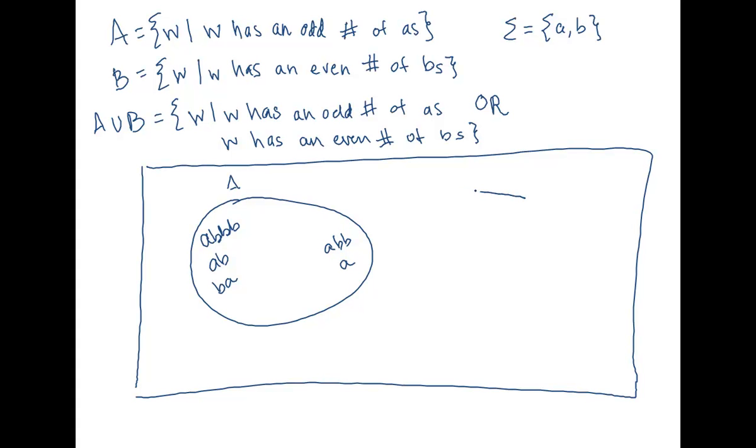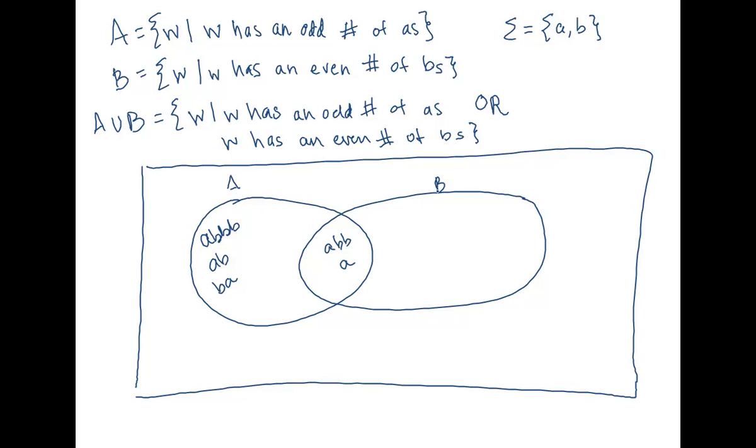And then let's put in language B here. Notice I immediately included some of the strings in A, such as ABB, because ABB has two B's, so it has an even number of B's. So this string is also in the language B. Also, the string A has an even number of B's, since we typically say that 0 is even. So these strings would both be in the language B.